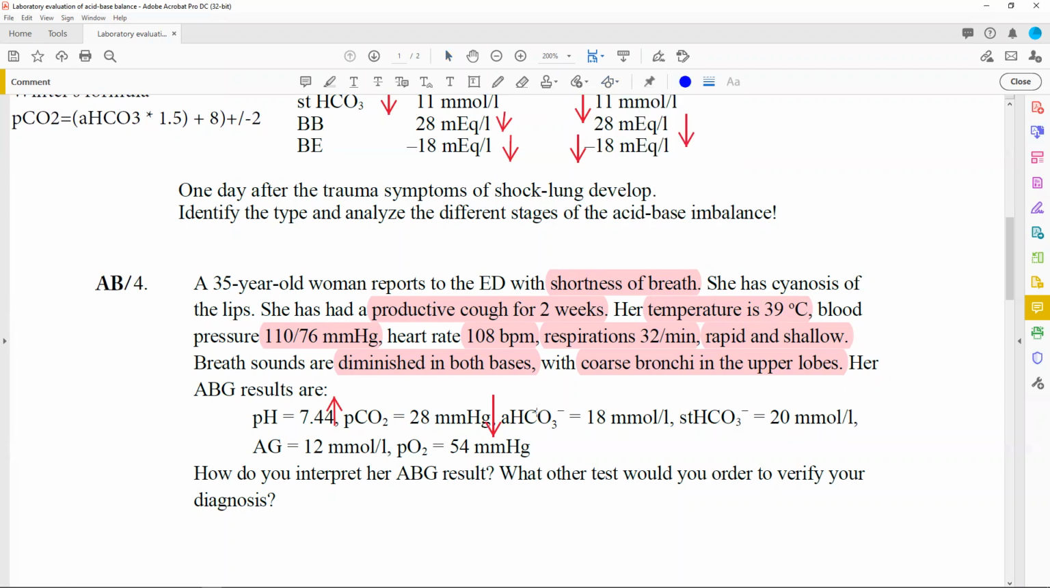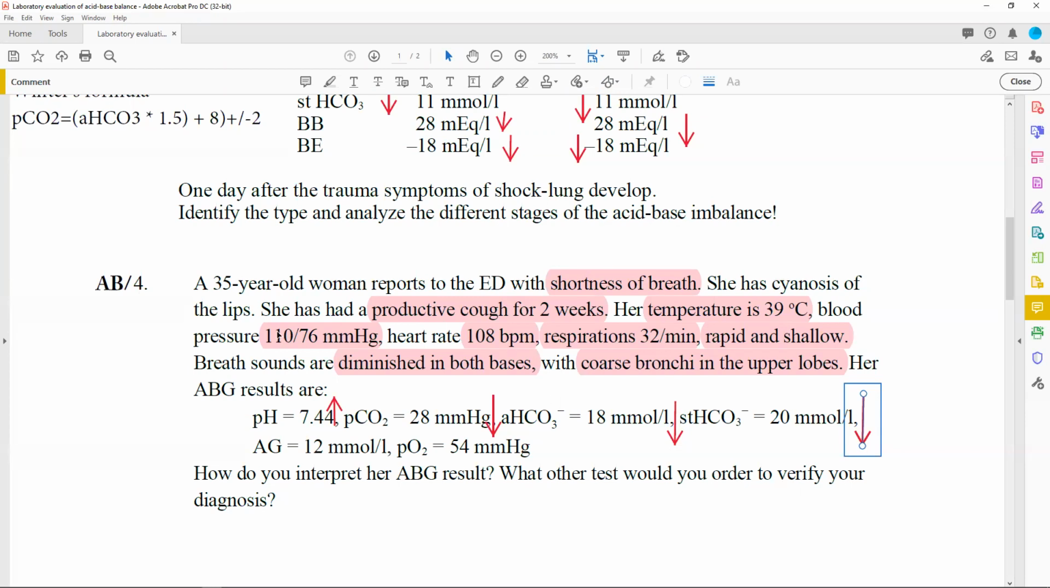Okay, what about the actual bicarbonate? It's a little bit low. Less than 24, yes. It's also low. So it means metabolic what? Acidosis. Exactly. So this cannot explain the pH. This is why this should be a compensation.